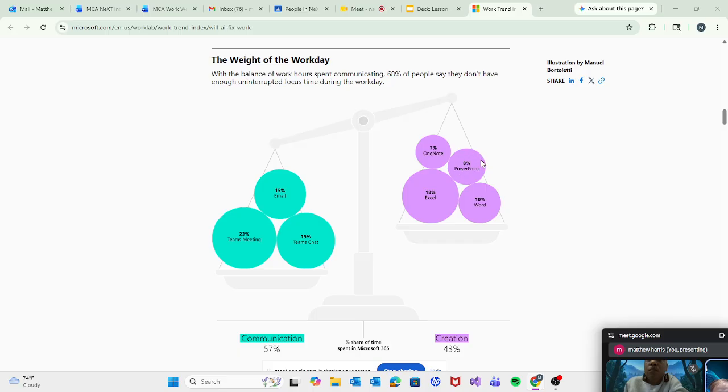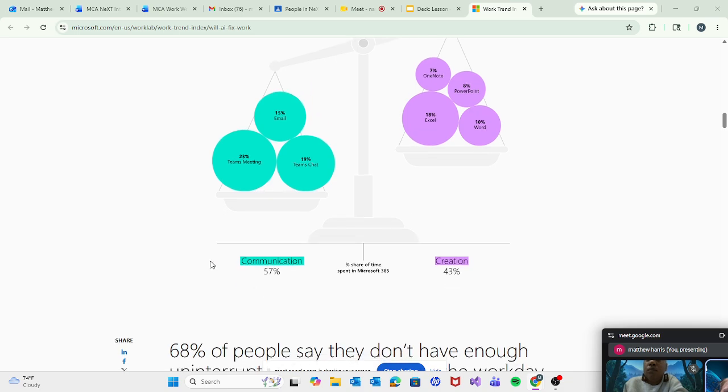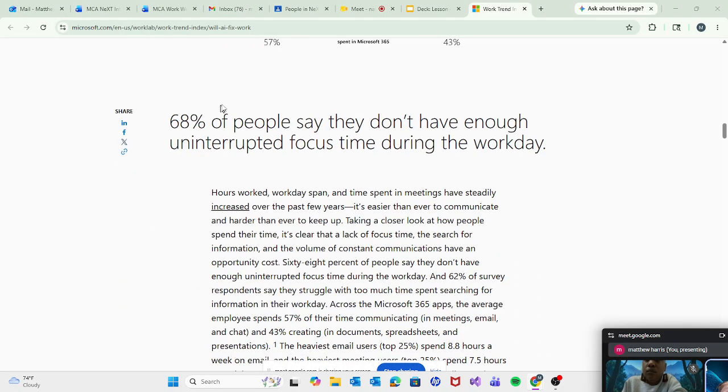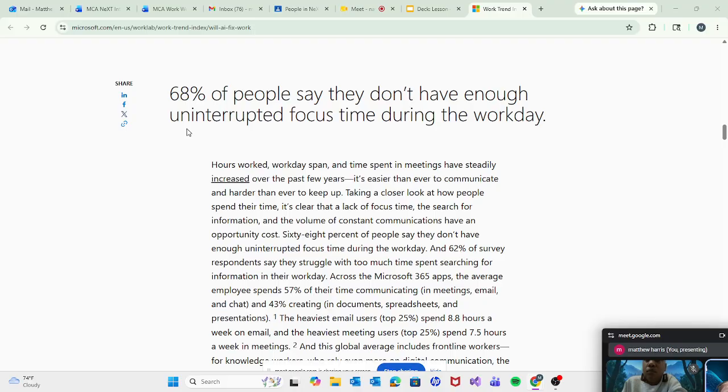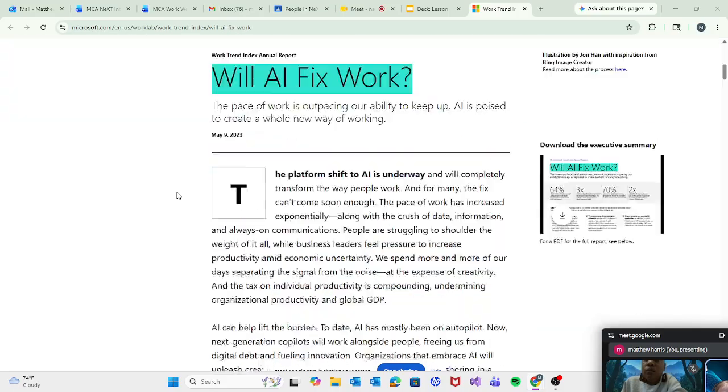And then when it comes to PowerPoint and building presentations and maybe some more of the creative side, there wasn't as much to it. So on the creation side, it broke down to 43% and communication 57%, and we know communication can be handled very well with drafts and rewriting for you with AI tools. So it could definitely help out with that. And so ultimately, a majority of people said they don't have enough uninterrupted focus time during the workday. You've probably been there, and I've been there before, where you don't feel like you're getting enough of what you're wanting to get done. And so this had some really good insights in it.